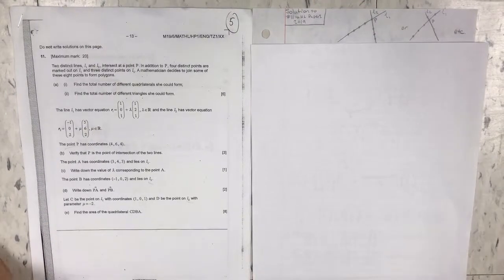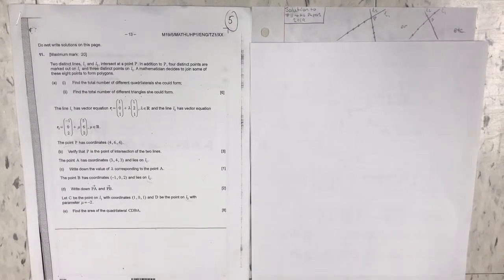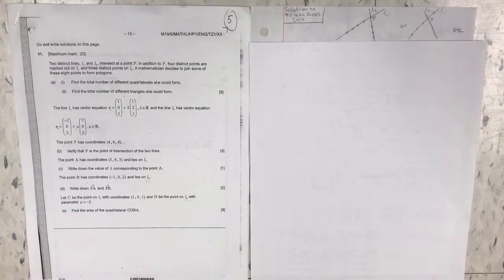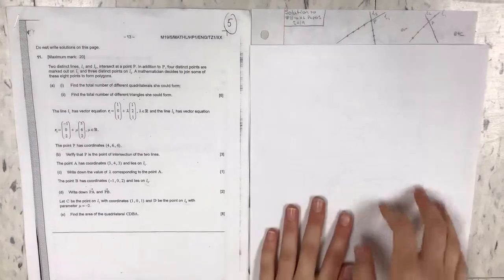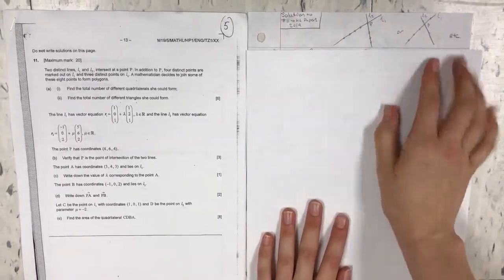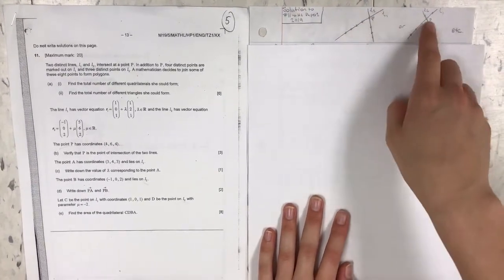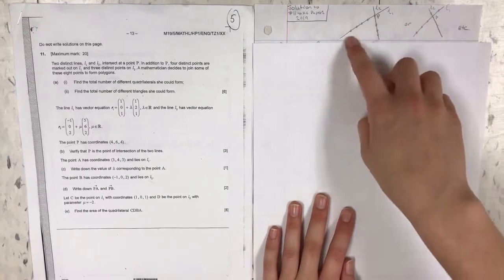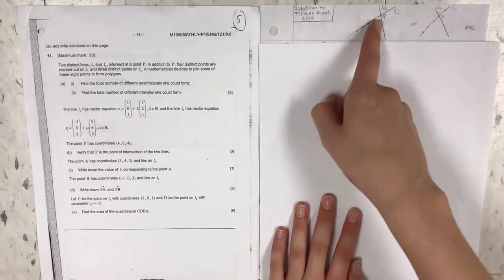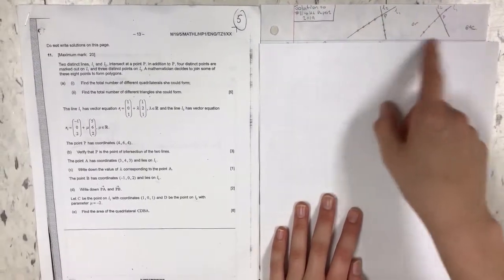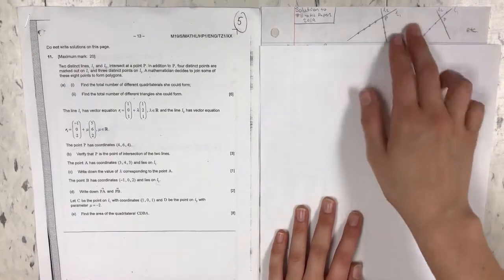So for question 11, we have two distinct lines, L1 and L2, and they intersect at point P. So you can have multiple different versions of this. This is L2 and this is L1, and then they all intersect at point P. But L1 also has 4 other points drawn out, and L2 also has 3. So there's a lot of different versions for how you can have points, but I just drew 2 examples here.